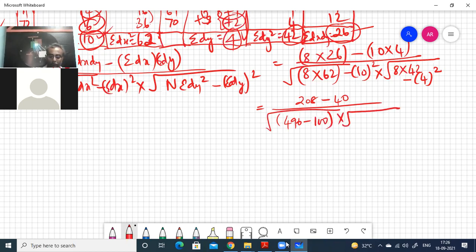8 into 42, calculate. 336. Very good. 4 squared is 16. Okay, 208 minus 40 is 168, divided by 396 into 336 minus 16, which is 320. That's all. Now find the answer: 168 divided by, multiply 396 into 320.